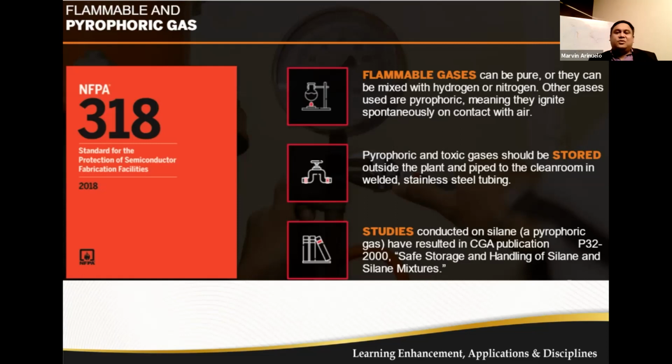Process equipment using high concentration of pyrophoric gas should contain an exhaust system with a continuous monitoring device to warn of abnormal conditions. Studies conducted on silane pyrophoric gas resulted in CGA publication P-32-2000, Safe Storage and Handling of Silane and Silane Mixtures. This standard helped to establish the minimum separation distance for pyrophoric system installation. And NFPA 318 contains the standard for the protection of semiconductor fabrication facilities.